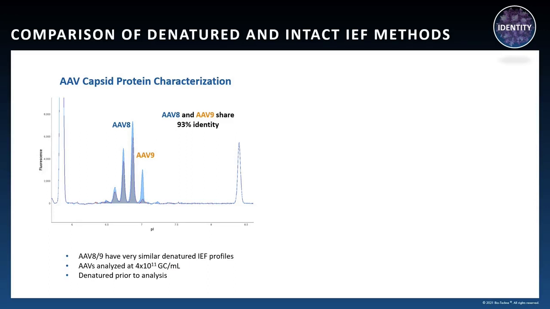As we move on from the denatured method, I wanted to show one more example and then compare it to our intact method. So here we're comparing AAV8 and AAV9 with our denatured iCIEF assay on Maurice. AAV8 and AAV9 share 93% identity, and unlike the comparison with AAV1 and 6, they overlay perfectly. Granted, they have different percent peak area distributions, but the pI values for each peak are essentially the same.